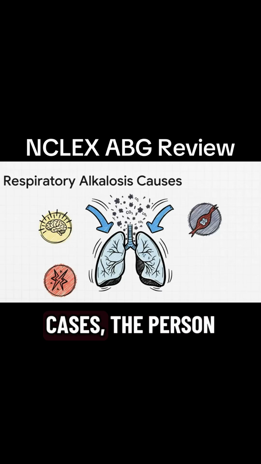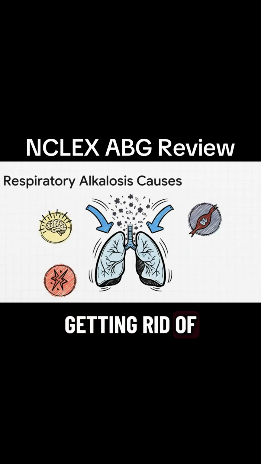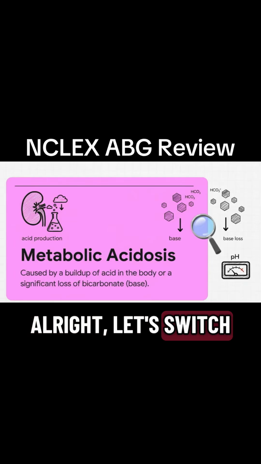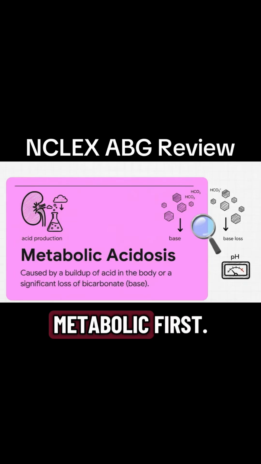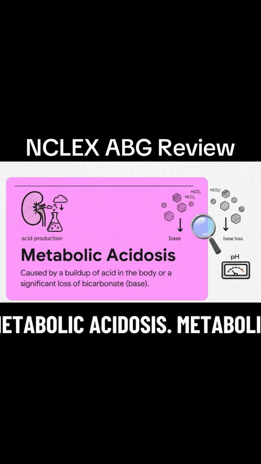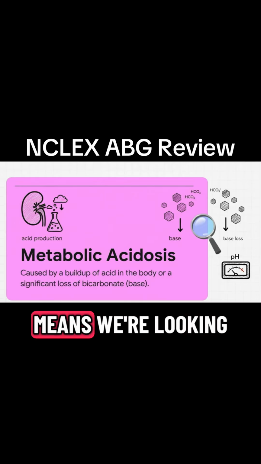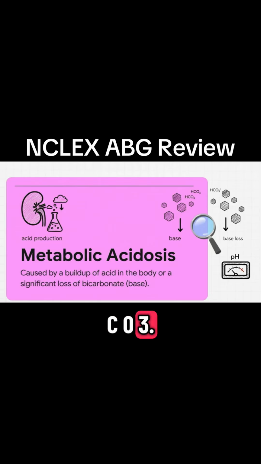In all these cases, the person is hyperventilating, getting rid of too much CO2, and that's what sends their pH soaring. All right, let's switch from the lungs to the kidneys. Time to talk metabolic. First, metabolic acidosis. Metabolic means we're looking at our base, HCO3. Acidosis means our pH is low.